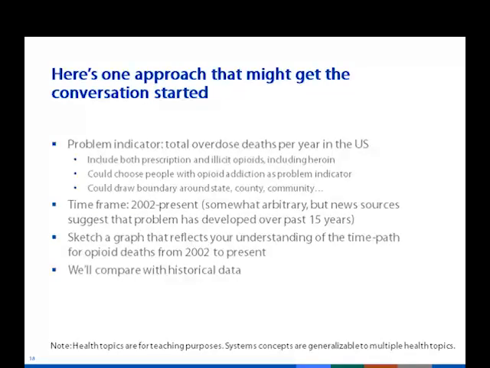Using the checklist from a few slides back, I've gotten things started for us. Let's focus on the problem indicator of opioid overdose deaths. This isn't the only indicator we could focus on. For example, having a number of people addicted to opioids can lead to a tremendous burden on first responders in many communities, but it's an important one. I'm thinking about both prescription and illicit opioids, including heroin.